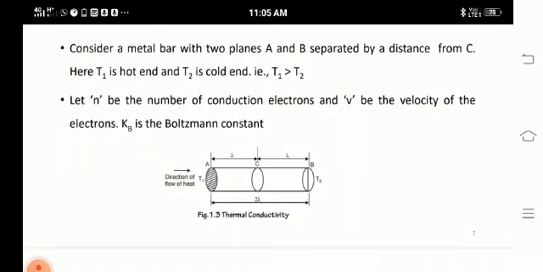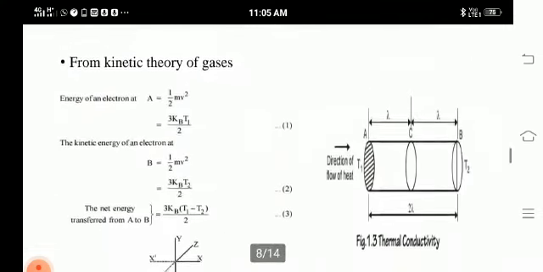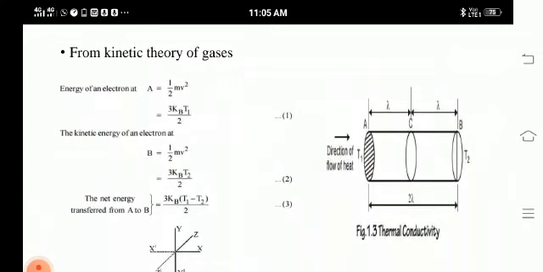Plane B is taken at temperature T2, the cold end, separated by the distance c. From the kinetic theory of gases, the kinetic energy of an electron is half mv squared, and that is taken as 3 kB T divided by 2. Here we take 3 kB T1 divided by 2 for the hot end, plane A.